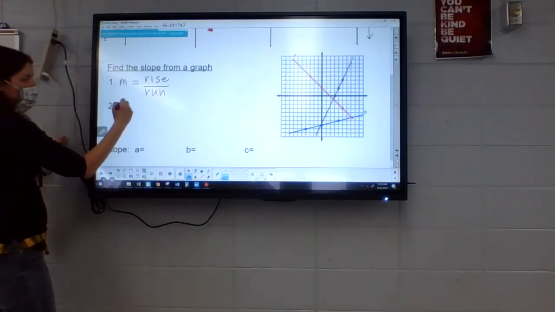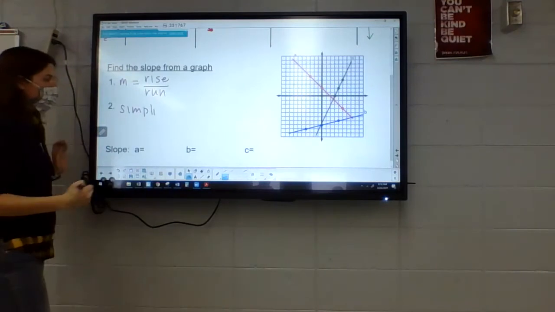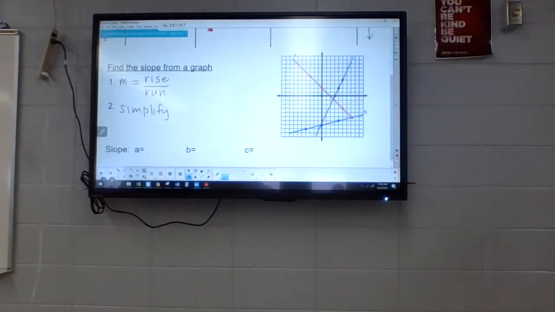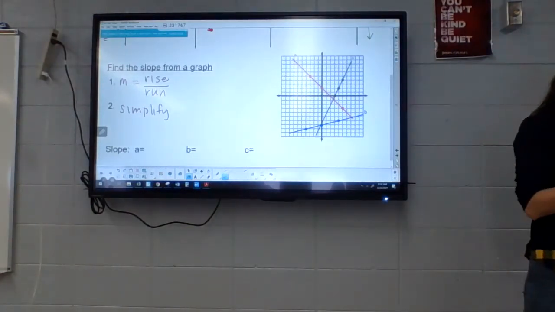And then we're just going to simplify once we have that. Now, on our graph paper here, I put some dots specifically so you kind of knew where to go from, because sometimes on my graphs, or your graphs in particular, you might not be able to tell exactly where all the points are to go through.